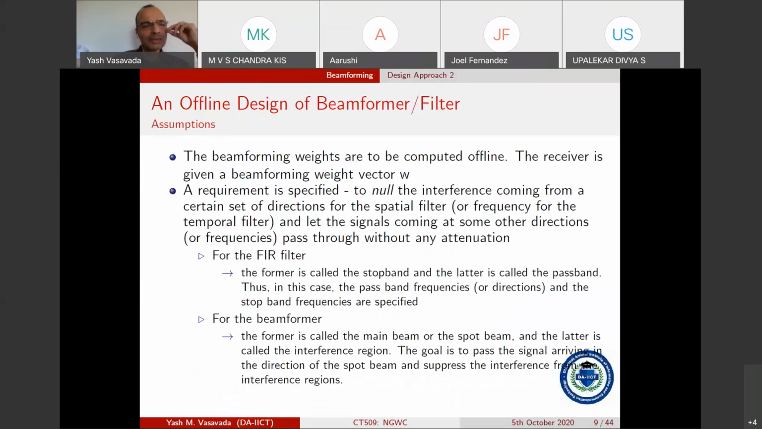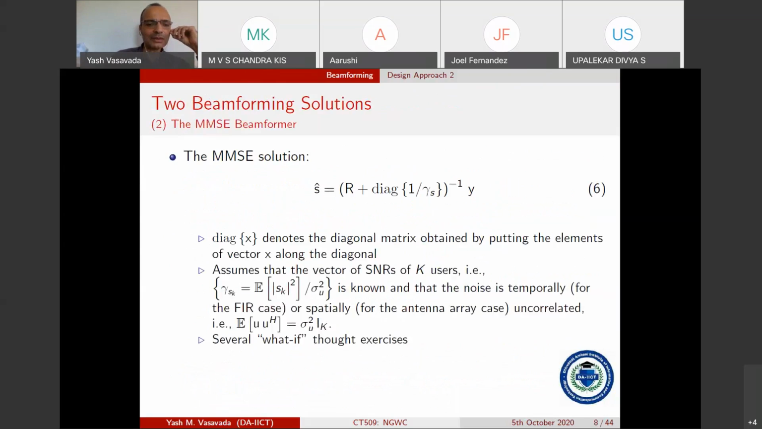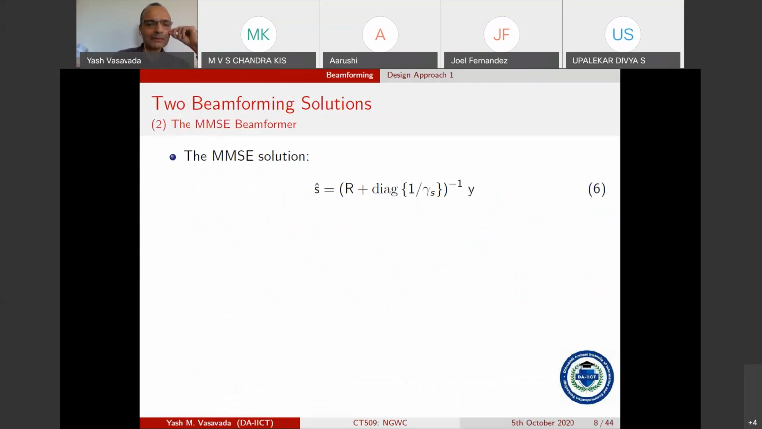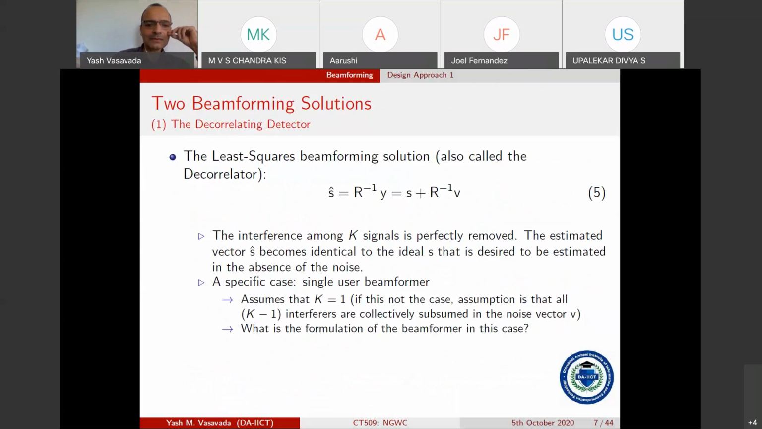Do you remember in what context did we bring in this single user receiver? Sir, when we were doing beamforming at that time only. Yes. So it is mentioned on this slide number 7, where we said that a single user beamformer, what will it look like? And what would be the formulation of this receiver? So we had seen it in that context.